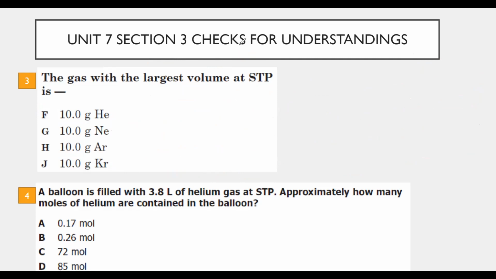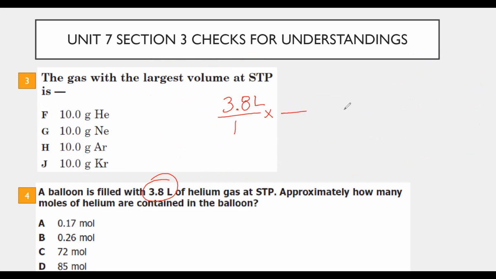All right, number 4 asks, a balloon is filled with 3.8 liters of helium gas at STP. Approximately how many moles is this? All right, so we start with 3.8 liters.